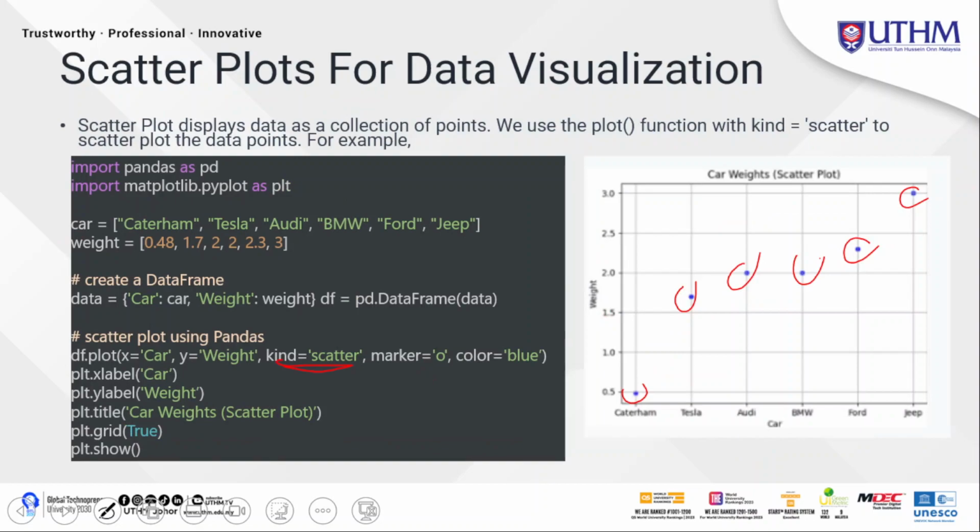Modify the color, and for this one they mention blue. Then X label, Y label, title, and the grid. You may want a grid behind here to show exactly where the values are found, so you can use grid. If you don't want the grid, you can just ignore it, and then the final plot.